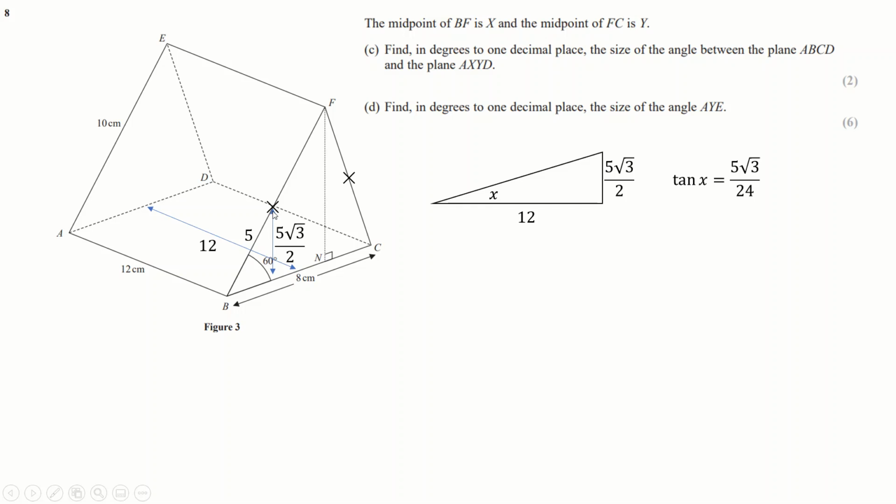So I'm just making a triangle from this line across here, across to this point here, going up 5 root 3 and then down again, and that makes this triangle here.